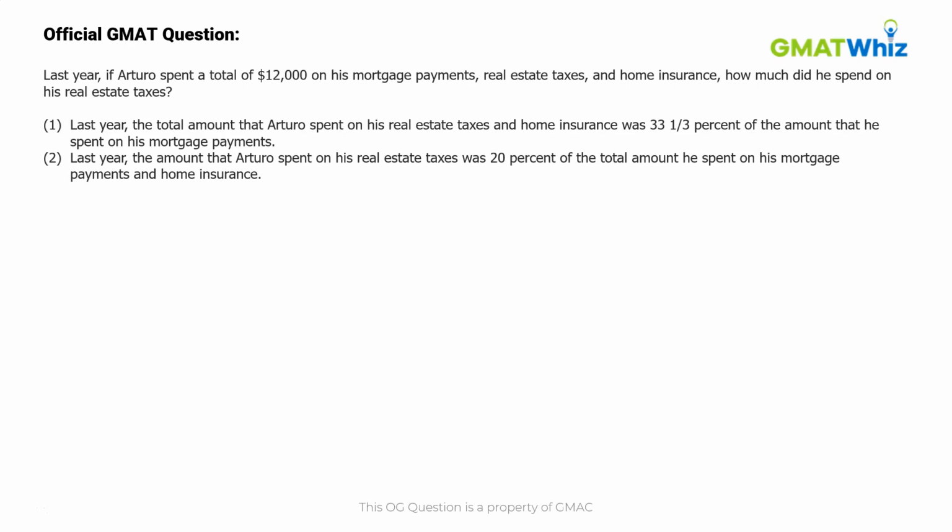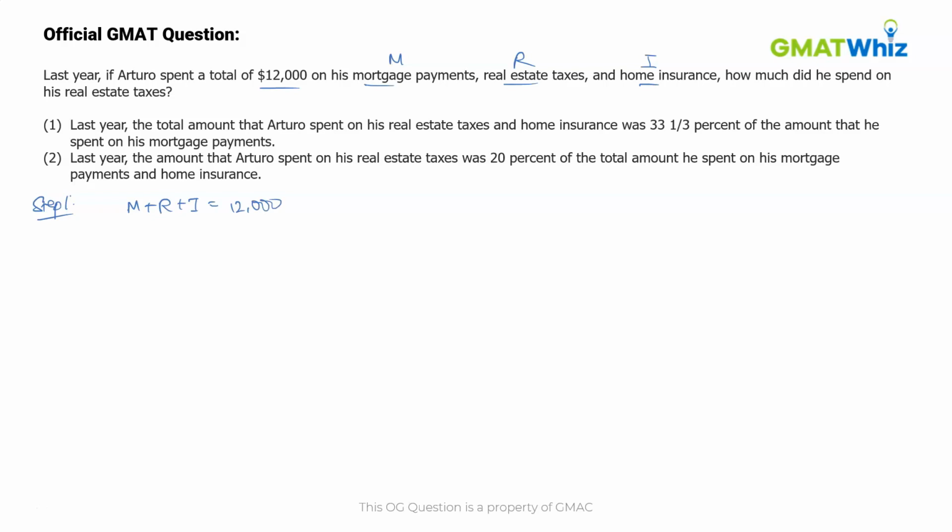In this question we are given that Arturo spent a total of $12,000 on his payments of mortgage, real estate taxes, and home insurance. So if we denote the mortgage payments by M, real estate taxes by R, and home insurance by I, let's write down the information. So step 1, we know that the sum of M plus R plus I is equal to $12,000.